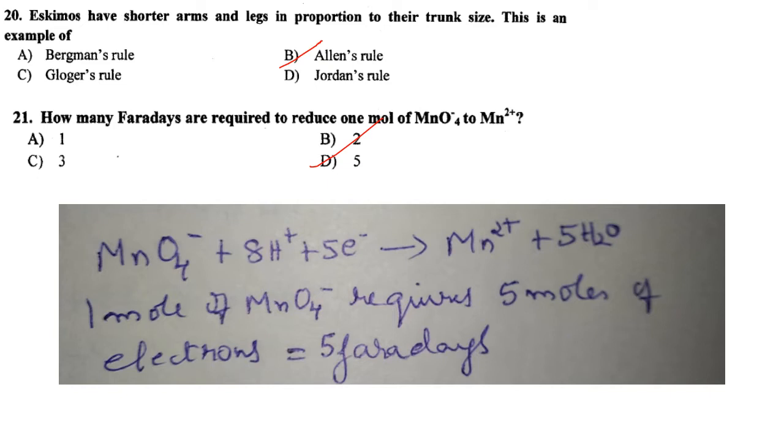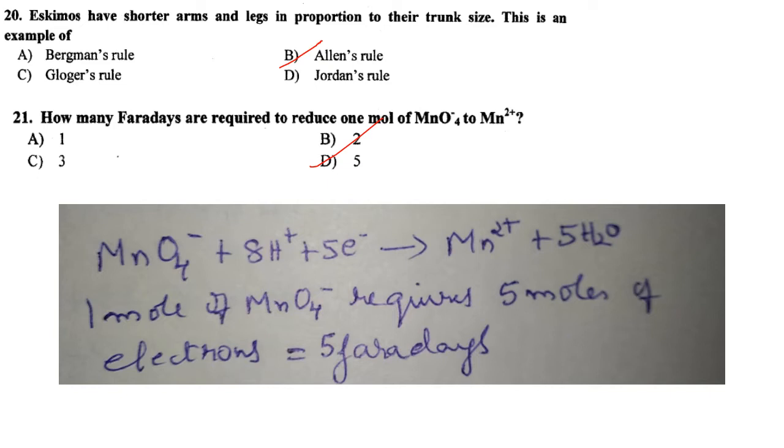And Gloger's rule points out that darker birds are found more often in humid environments than in arid ones, especially in the tropics. Accordingly, desert-inhabiting animals tend to be light colored. So, Eskimos having shorter arms and legs in proportion to their trunk size is as per Allen's rule, that states that animals adapted to cold climate have shorter limbs and body appendages than those animals adapted to warm climates. So, answer is option B.